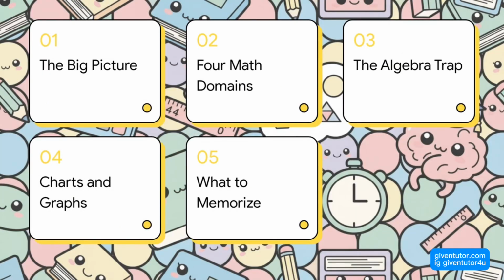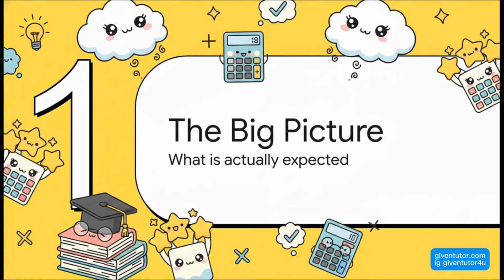Here's our rapid-fire agenda for today. We're covering the big picture, the four math domains, beware the algebra trap, analyzing charts and graphs, and finally, exactly what you must memorize. All right, diving right into Section 1, the big picture.